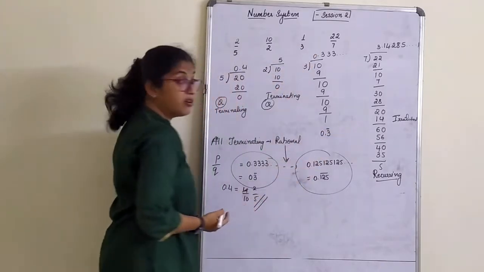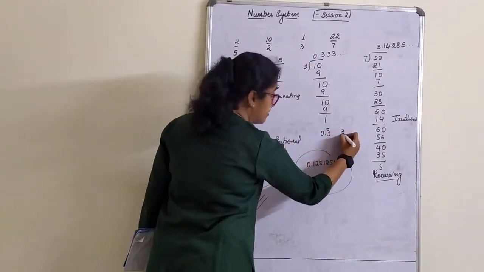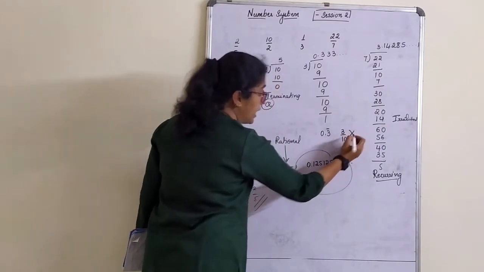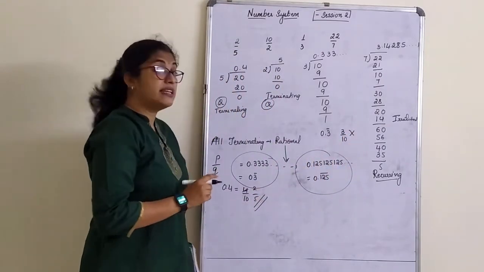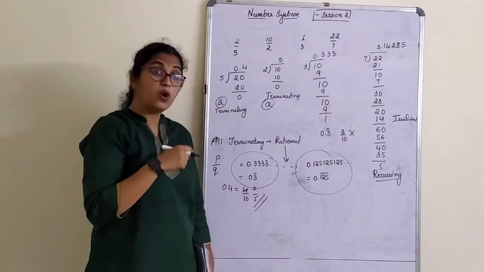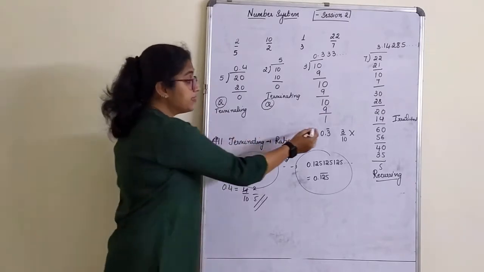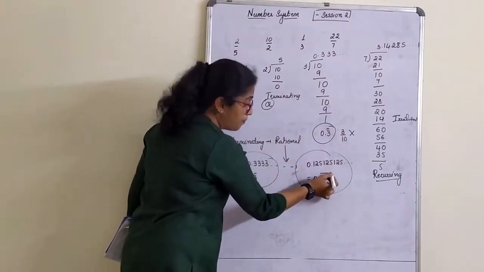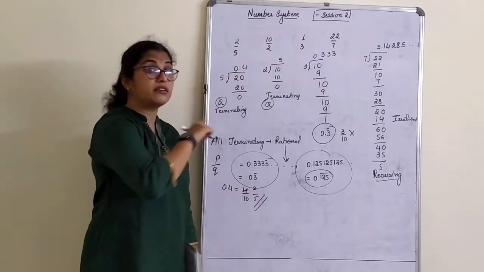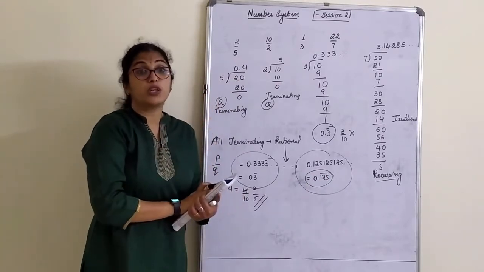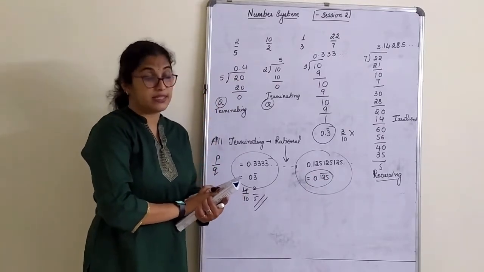0.333 recurring. How do I represent this? Is this 3 by 10? No, it is not 3 by 10. There is a particular method of representing this 0.3 bar or 0.12 bar as a rational number, right? That is what we study here in this exercise.